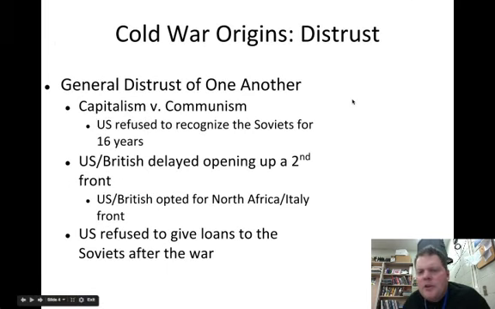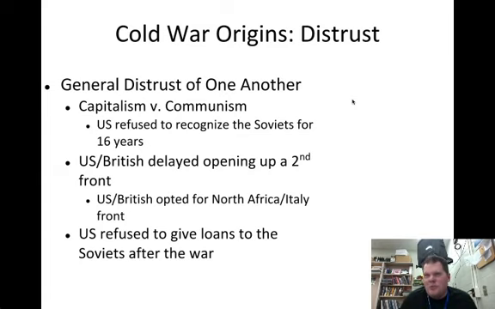Another reason why the Cold War emerges is there's a general distrust between the United States and the Soviet Union. It's not like they have a very friendly history. For instance, it takes the Americans 16 years to even recognize the Soviet Union as a nation. We're obviously not fans of communism in this country at this point in time. In addition, I think there's some distrust on the Soviet side that we delayed opening a second front to take some of the pressure off the Soviet Union when they were trying to push back the German invasion. Instead of opening that front immediately in France, the British and the Americans opt to go to North Africa and Italy.